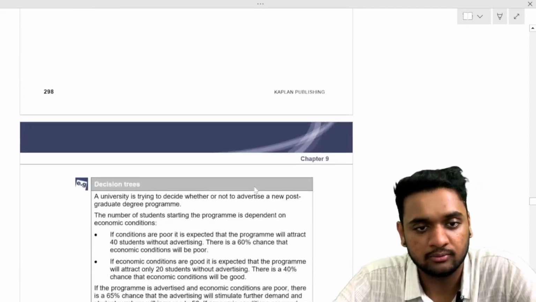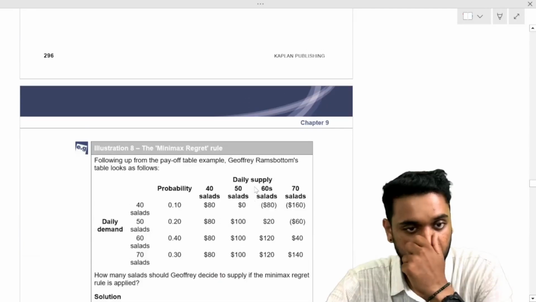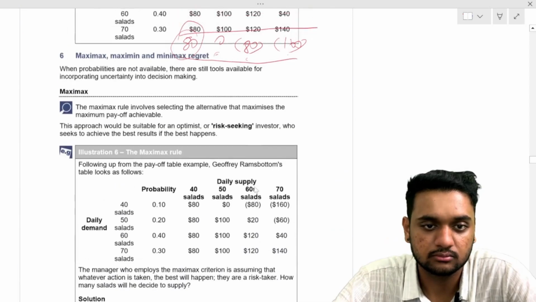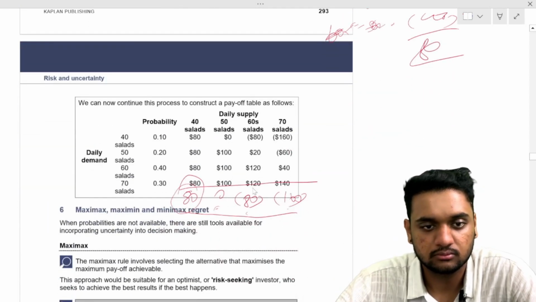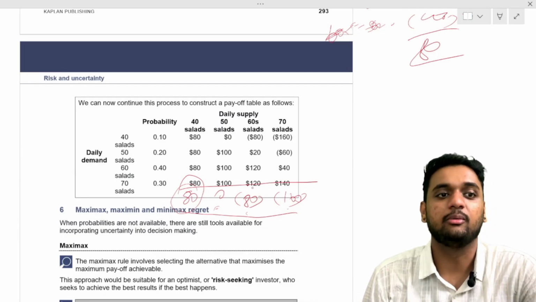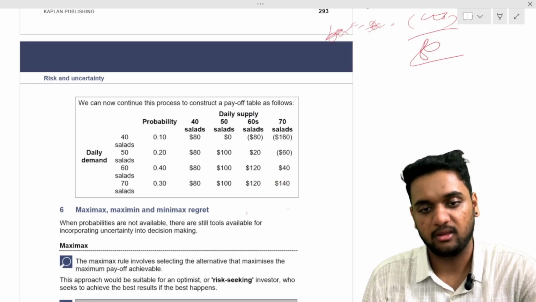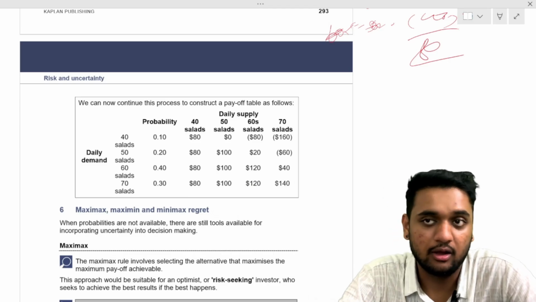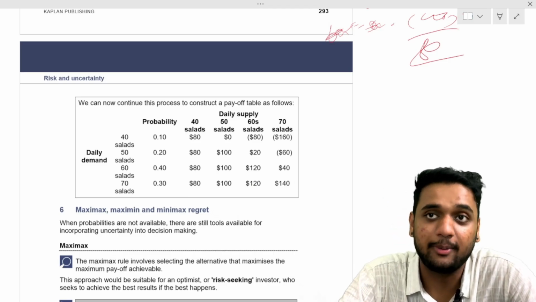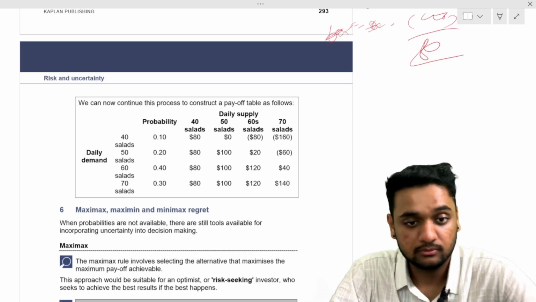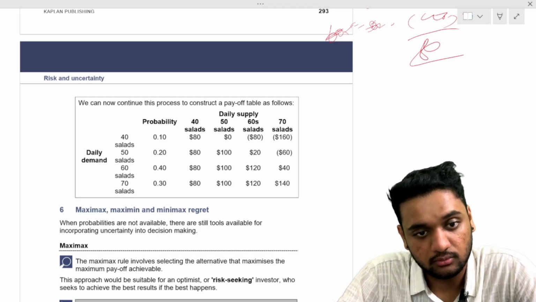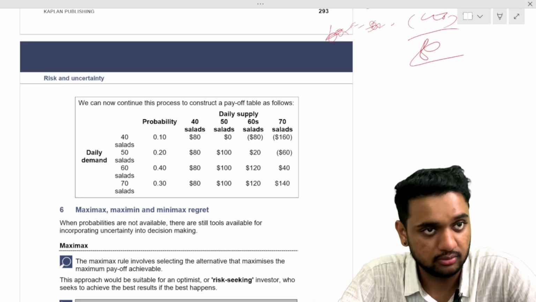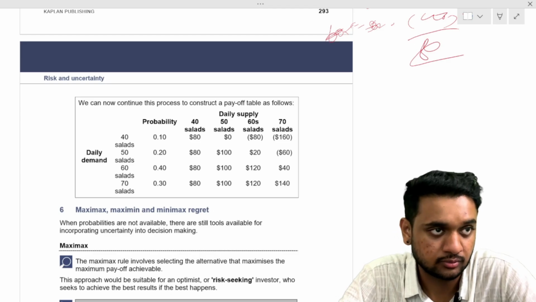Come to our payoff table question. We did one question of payoff table. If you see in the payoff table, all of you got the payoff table? Look at that and tell me, if there is no perfect information, which product will you choose?